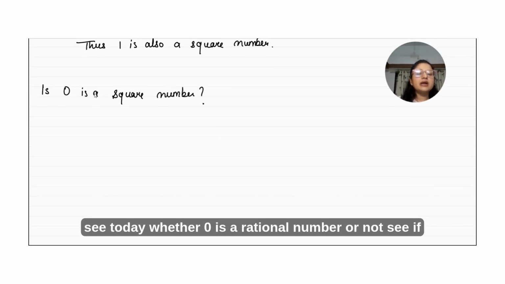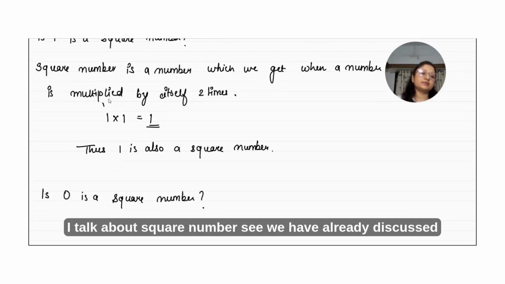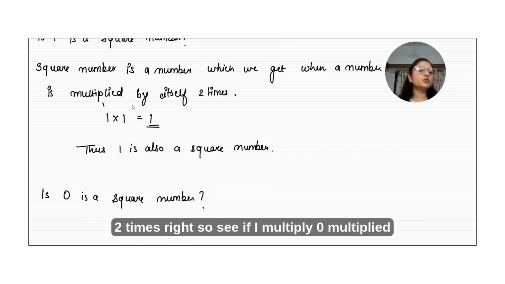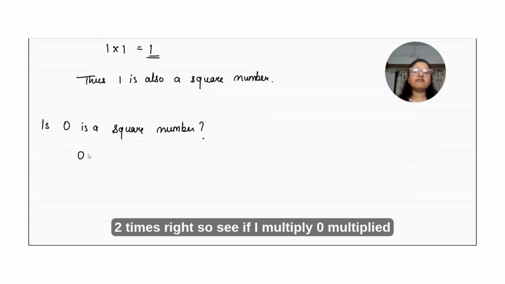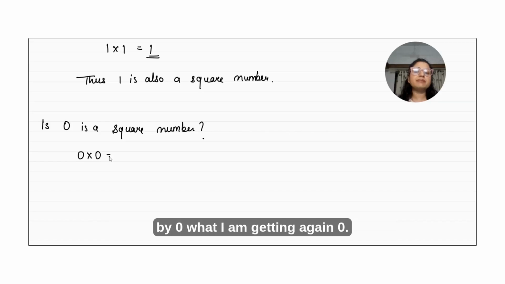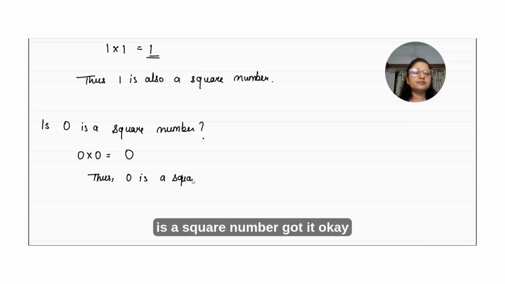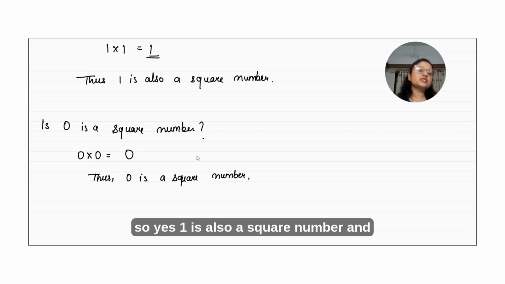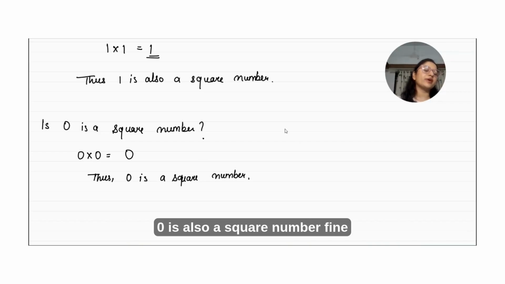We have already discussed this definition 2 to 3 times. What is a square number? A square number is a number which we get when a number is multiplied by itself. So if I multiply 0 by 0, what am I getting? Again 0. It means we can say that yes, 0 is a square number. Got it? So yes, 1 is a square number and 0 is also a square number.